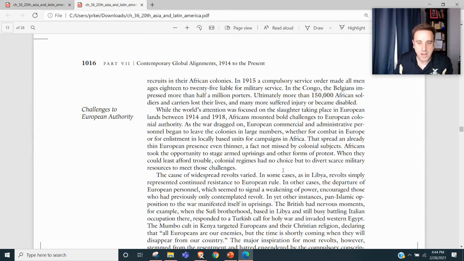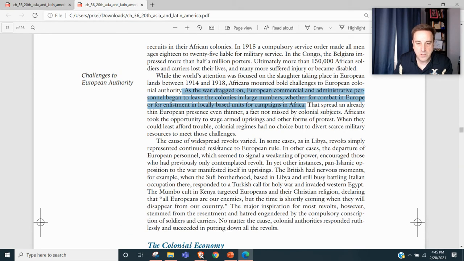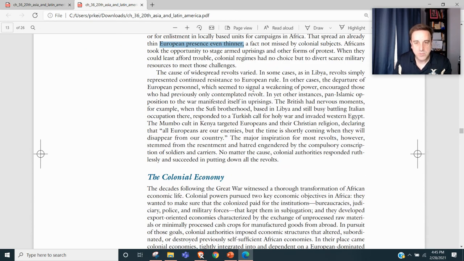One of the other things that's going to happen is that because of the war, European dominance is going to start to hurt in Africa. There are several reasons, as we see here. The commercial and administrative personnel began to leave the colonies in large numbers, whether for combat in Europe or for enlistment in locally based units for campaigns in Africa. So this is going to make the European presence even thinner, and that is going to help encourage independence movements.